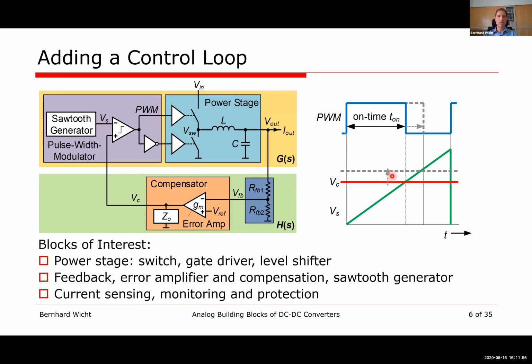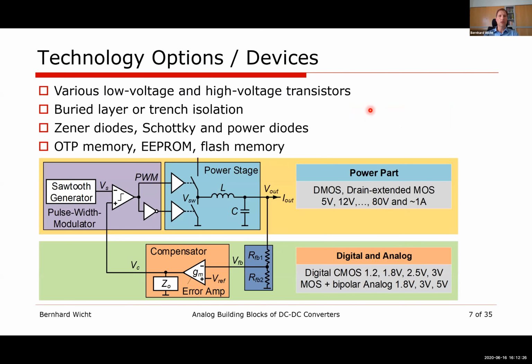And at the same time, this block diagram already indicates several blocks that we will address during this lecture. Some blocks in a little bit more detail, some just briefly. It includes the power stage and the feedback loop blocks, as well as techniques like current sensing, monitoring, and protection. The whole implementation on IC level is closely related to the technology options, which I'm summarizing a little bit on this slide.